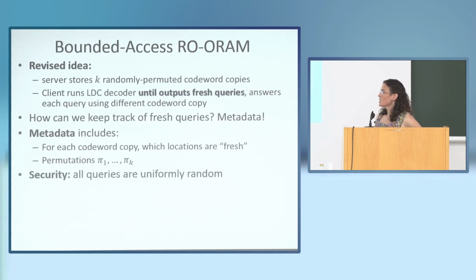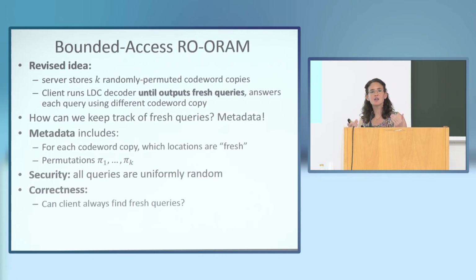Okay. So in terms of security, we get it for free in some sense because all the queries we now make are uniformly random. We never repeat a query, and the random permutations make everything uniformly random. What about correctness? So why would things not be correct? So the problem is the client can only make queries when they're fresh. Yes? I don't understand the model, so do you have a random oracle? Where do you do the encryption in this setting?